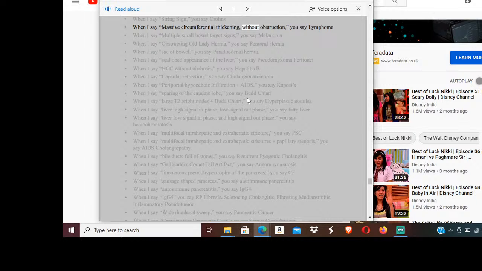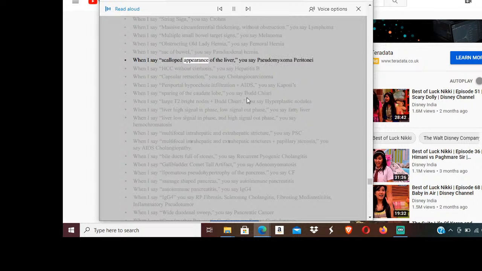When I say massive circumferential thickening without obstruction, you say lymphoma. When I say multiple small bowel target signs, you say melanoma. When I say obstructing hernia in an old lady, you say femoral hernia. When I say sac of bowel, you say paraduodenal hernia.